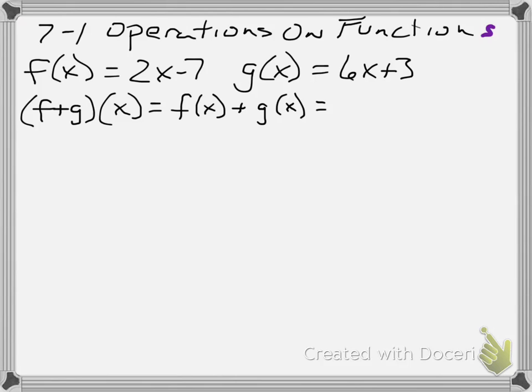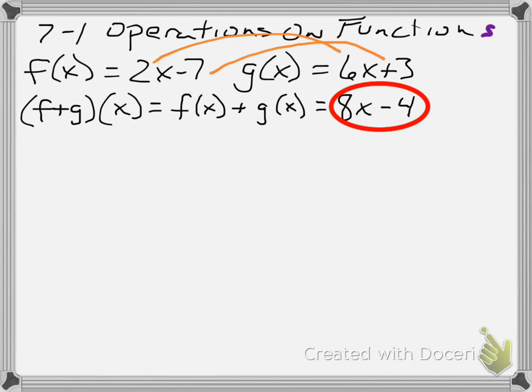which we did last chapter. We were adding polynomials last chapter. And so you would add those two polynomials together, combining the like terms as we worked on yesterday on our test. And if you add those together, 2 and 6 makes 8x. Negative 7 plus 3 makes negative 4.